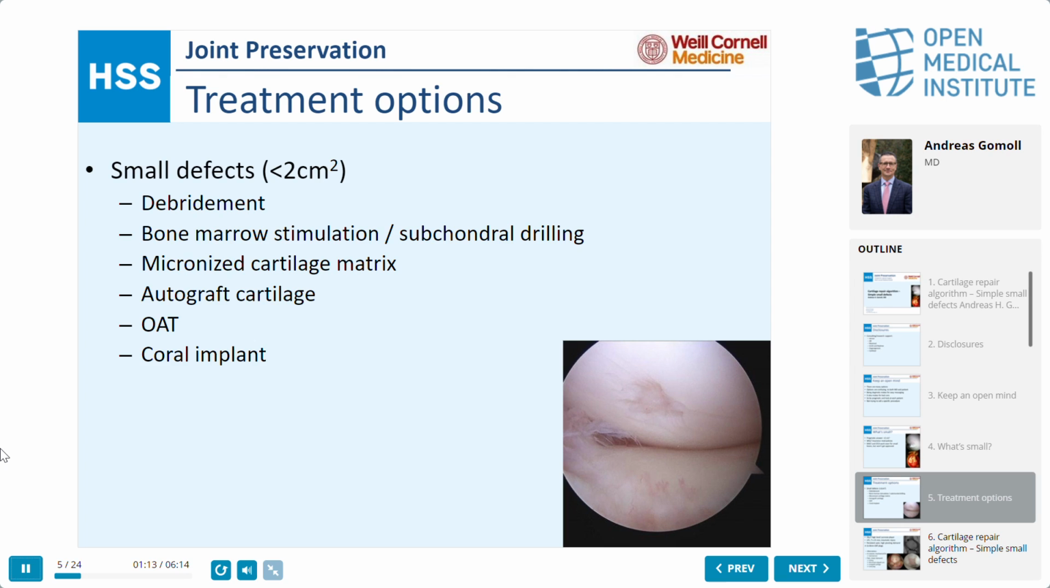This is a very easy operation. It's cheap for the system. It's easy for the patient to recover. It's easy for you to do. And sometimes that may be enough. So if you have someone who comes in and says mainly the knee is catching, they have mechanical symptoms.